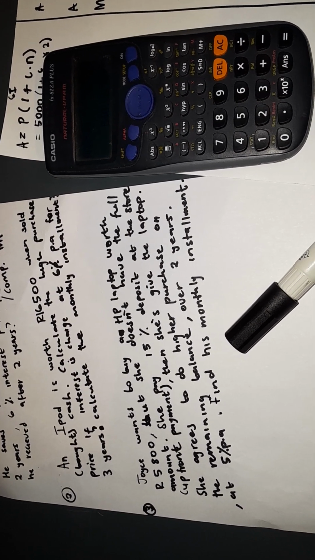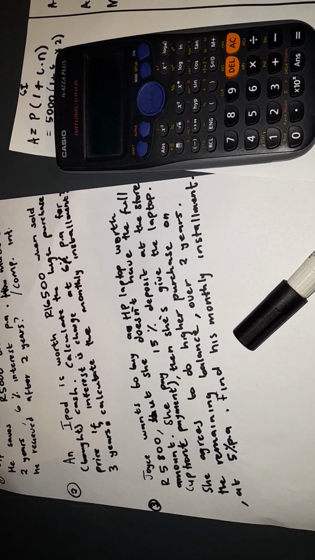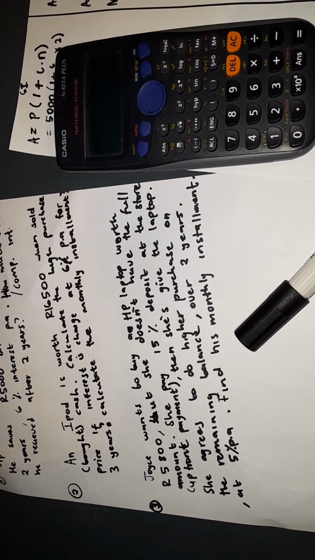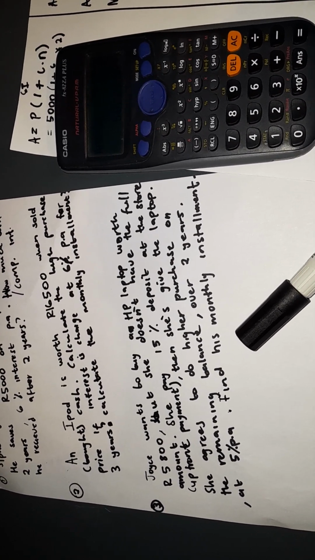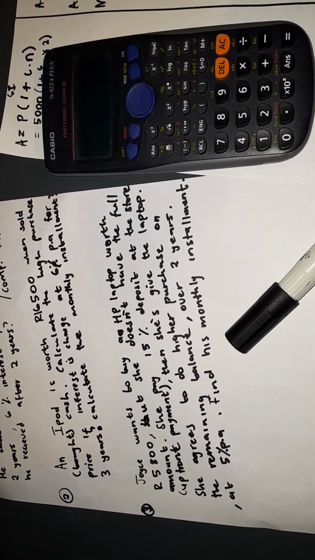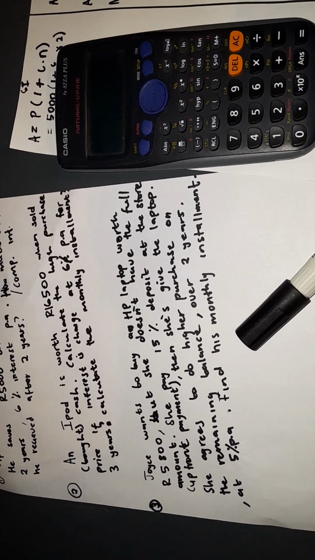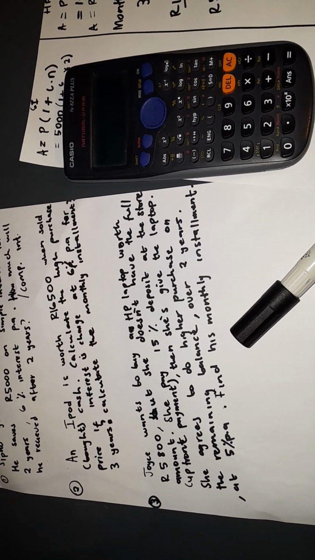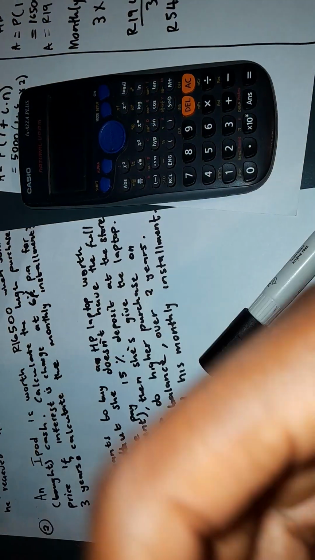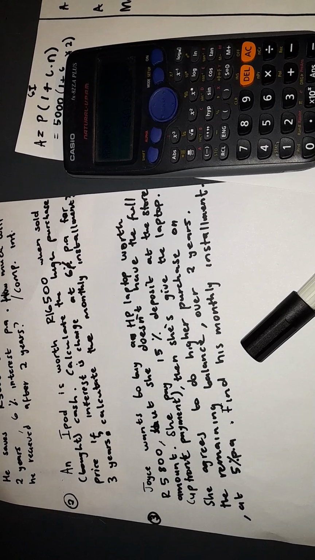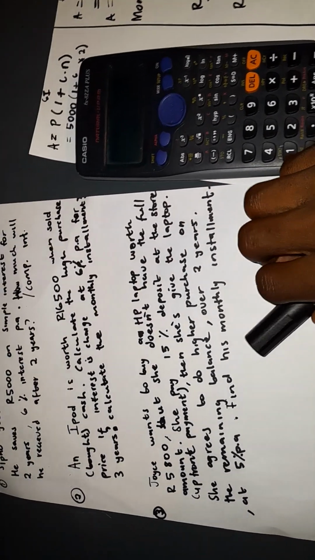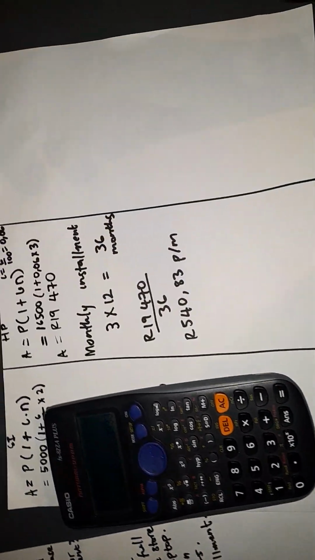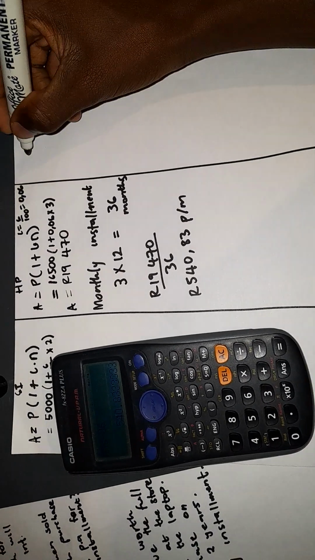So she pays a 15% deposit at the store, which is like an upfront payment, and then after she gets the laptop and agrees to do a hire purchase on the remaining balance over 2 years at 5% per annum. Find her monthly installment. So now I know most students are tricked here or find this question tricky, but this is the first step of how you tackle this type of question.